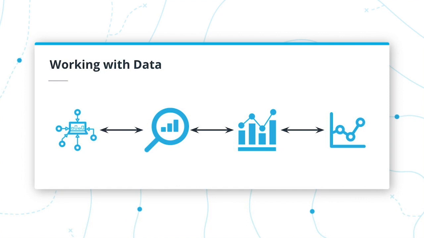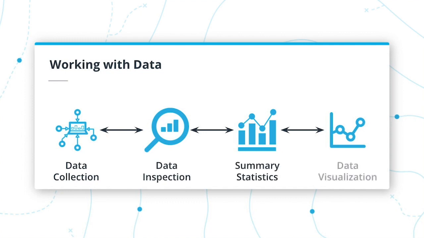There are 4 ways to break down the data portion of the machine learning workflow: data collection, inspection, summary statistics, and data visualization. Each plays an important role. Let's take a deeper look at each step.